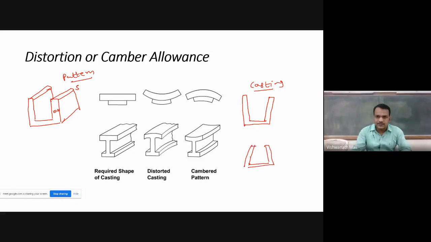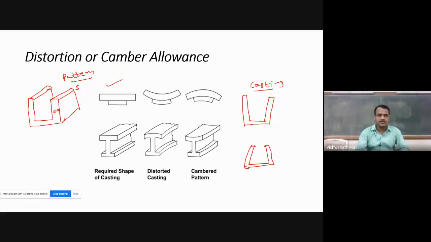Okay, like this. A little bit. See here I have given the large angle, but we make the pattern in this shape. When it gets cooled, it will try to expand and it will get the original shape. So here you can see the example.